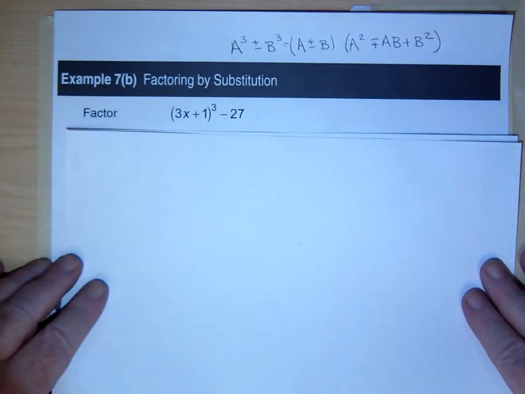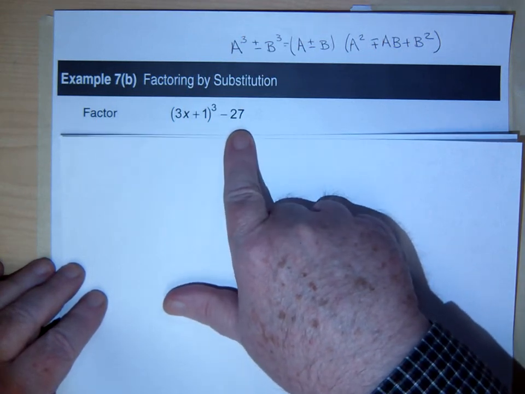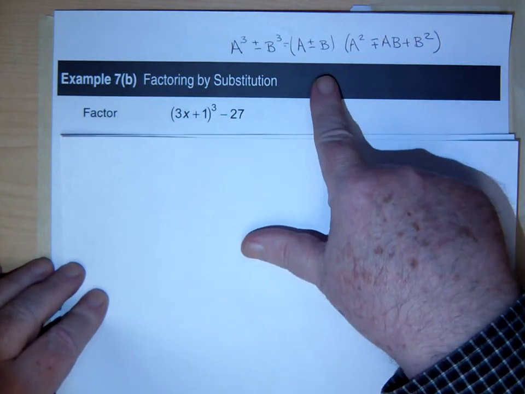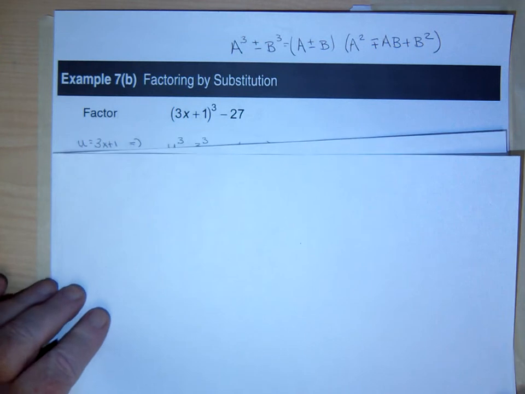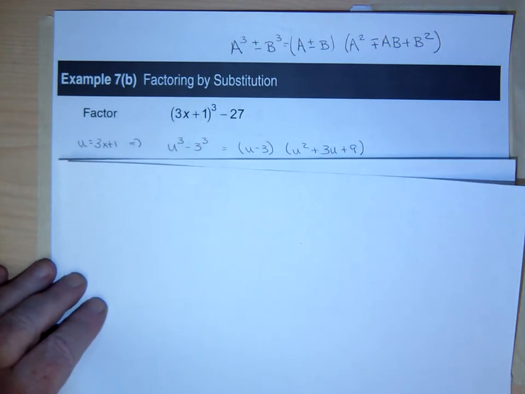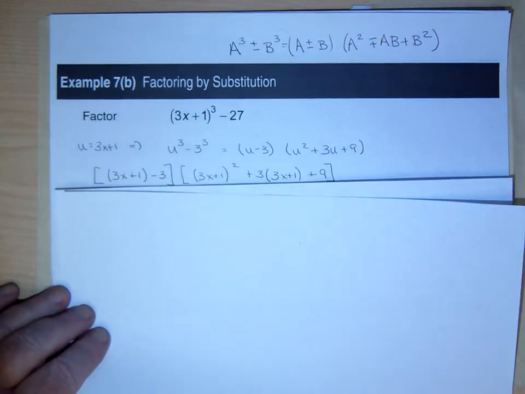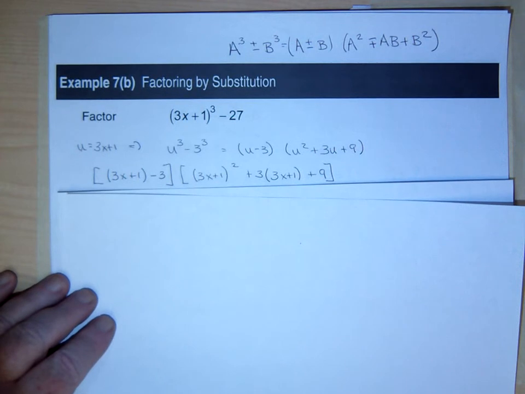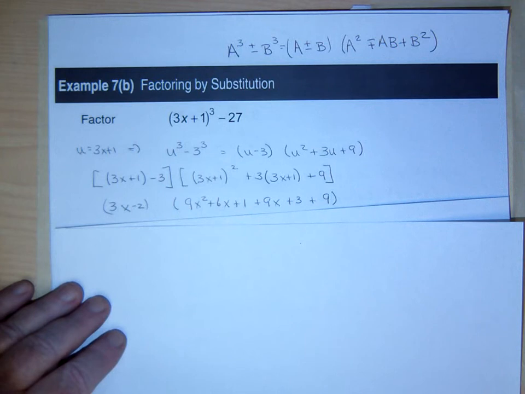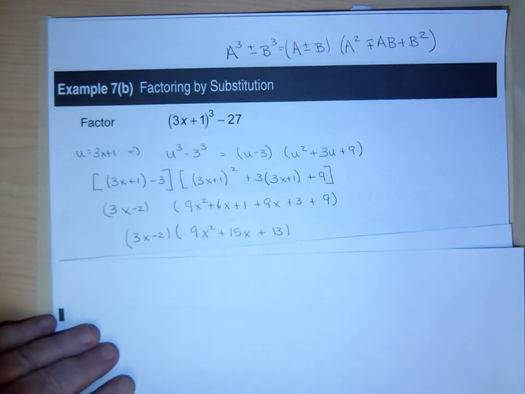Here you see another situation where you have something being cubed minus 27, but 27 is known to be a perfect cube. It is 3 cubed. So we're going to use the identity that we talked about earlier. We're going to let u equal 3x plus 1. This becomes u cubed minus 3 cubed, which factors thus. I will substitute back in, and I will simplify a bit, and eventually get this as an answer.